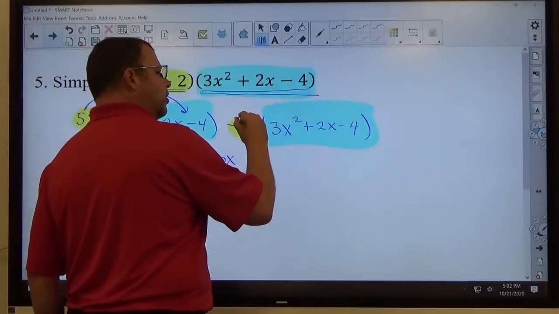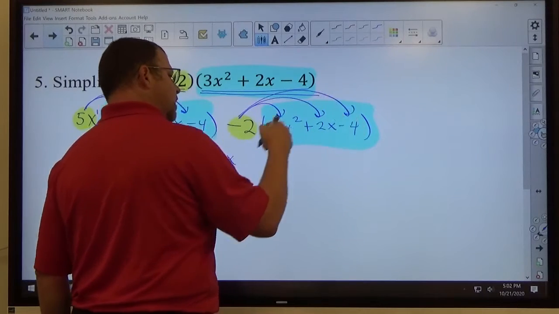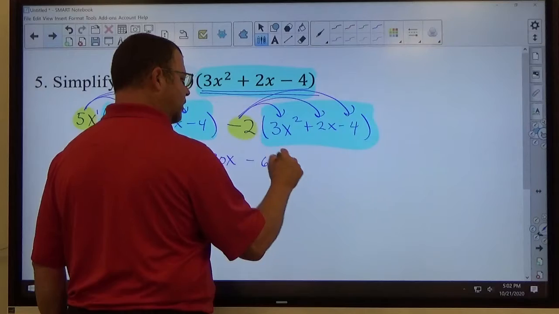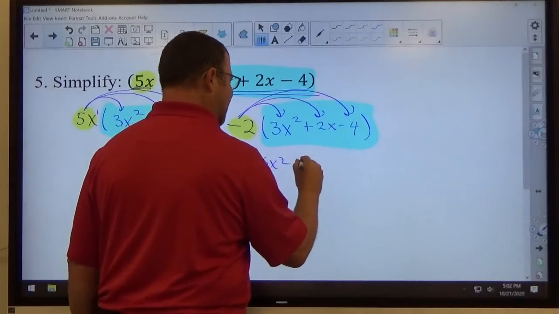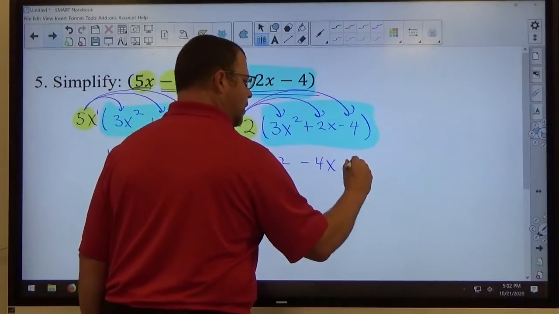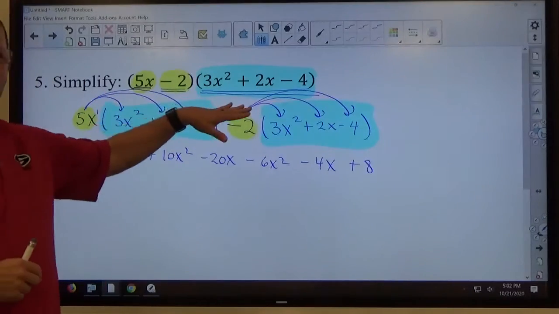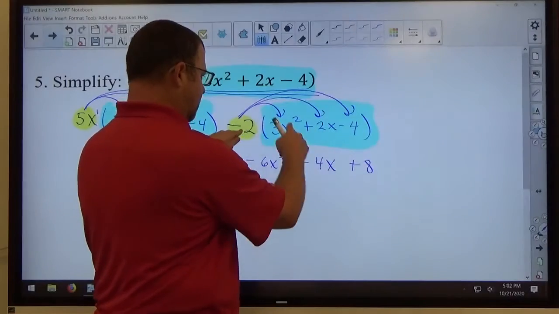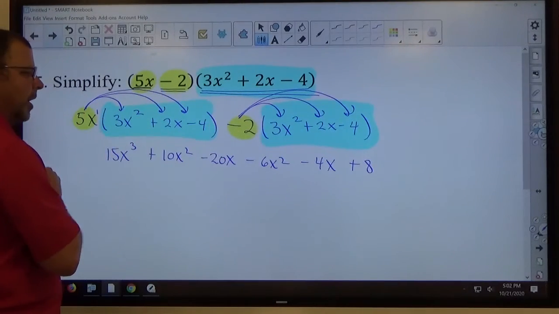Now I'm going to take negative 2 times each thing in here. Negative 2 times positive 3x squared makes negative 6x squared. Opposite signs makes a negative. Negative 2 times positive 2x makes negative 4x. Negative 2 times negative 4 makes positive 8. In every case, I multiply. The signs matter as I'm multiplying. Same signs get me a positive, different signs get me a negative.